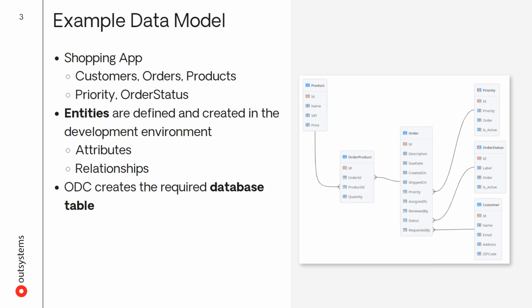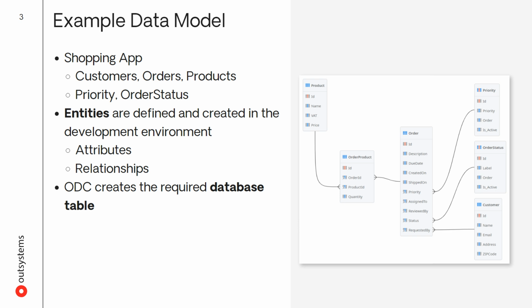Let's use a shopping app's data model, for example. A shopping app would need to keep track of the customers and their orders, and which products were in those orders. Orders might have a priority, and might have an order status. We can take these business concepts and represent them as entities. Those entities would be defined and created in our development environment. Those entities would also have attributes, and they might have relationships between each other.